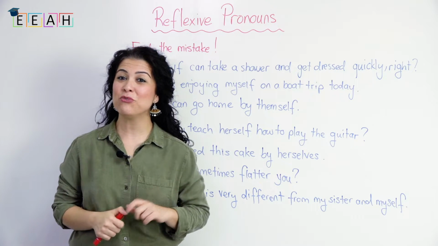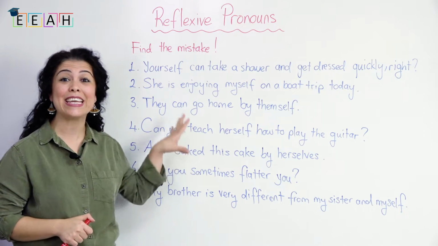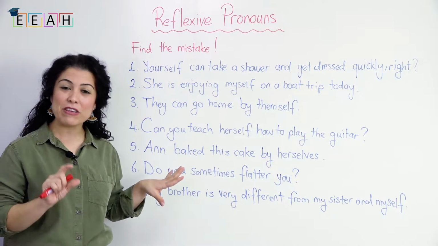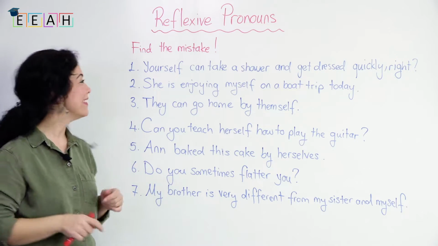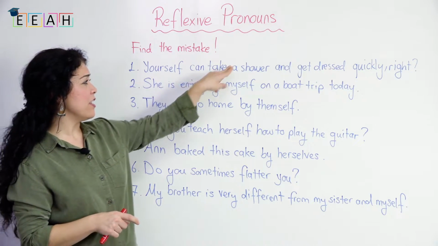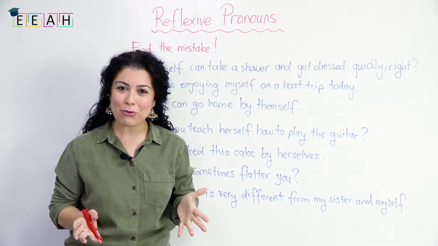Are you ready to practice further? This time, I want you to find the mistake in each sentence. There is a problem with the pronoun in each one. So let's go. Number 1. Yourself can take a shower and get dressed quickly, right? So what's the problem here?